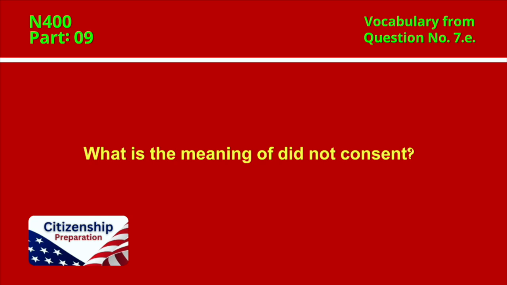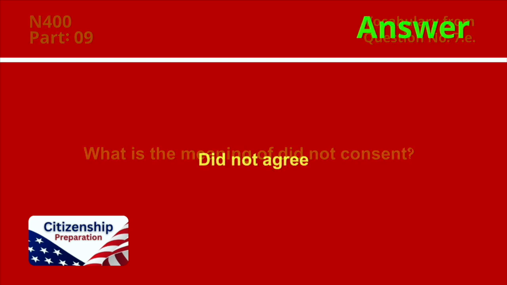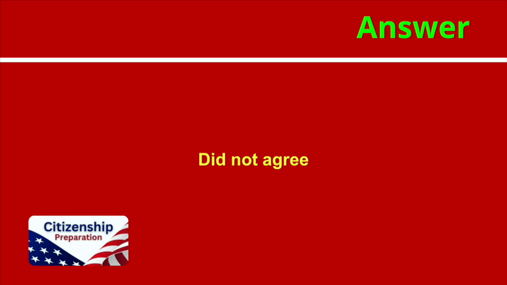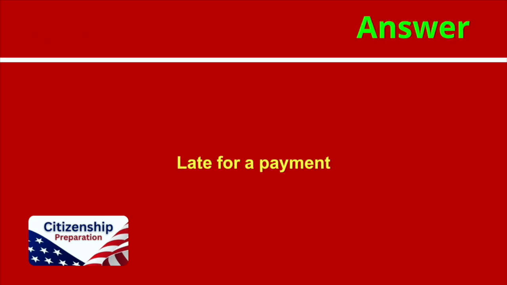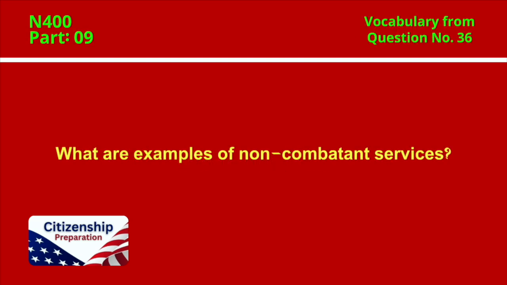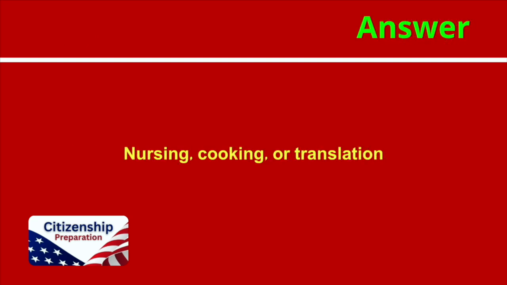What is the meaning of did not consent? Did not agree. What is overdue? Late for a payment. What are examples of non-combatant services? Nursing, cooking, or translation.